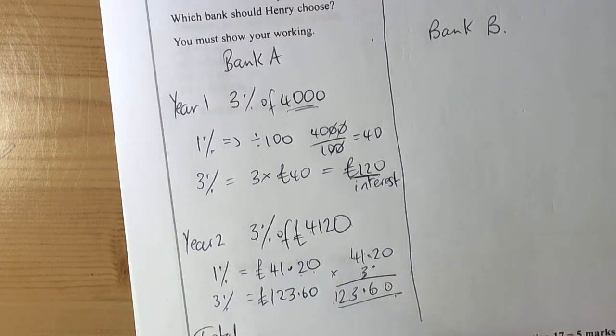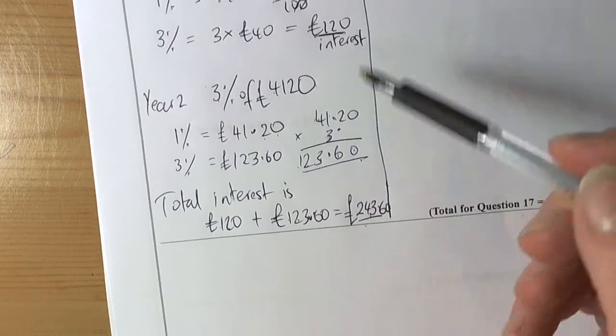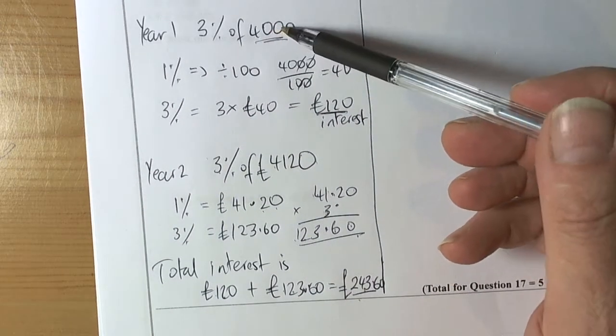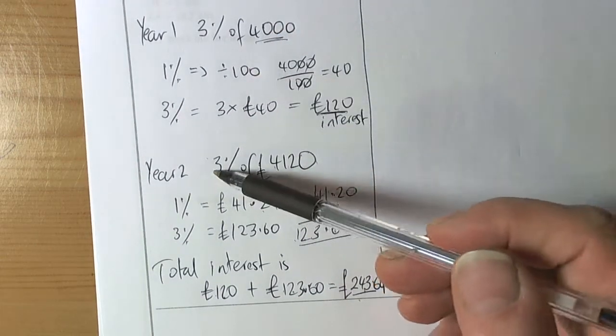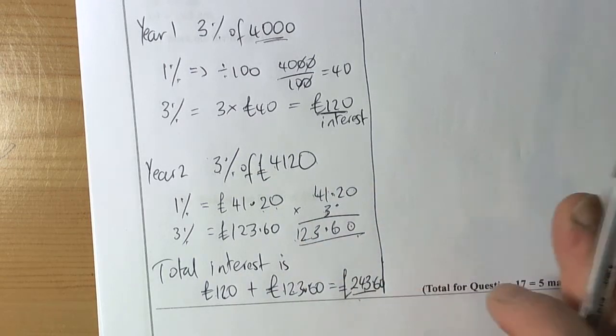So the total interest is £120 for the first year plus £123.60 for the second year. So in total we have 100 plus 100 is 200, 220, 240, so £243.60. So that's the total interest for Bank A. Compound, remember, so work out 3%, add it on for the first year, work out 3% of the new amount, add the interest on, and then you find out the total interest for the 2 years.